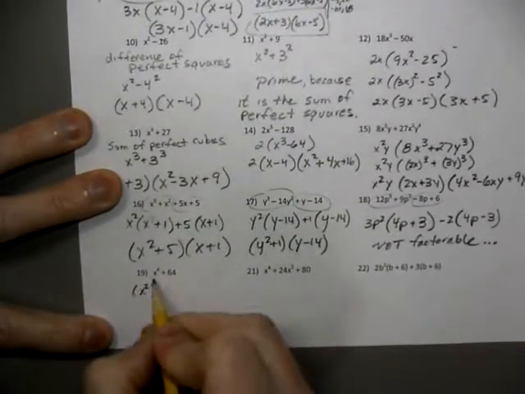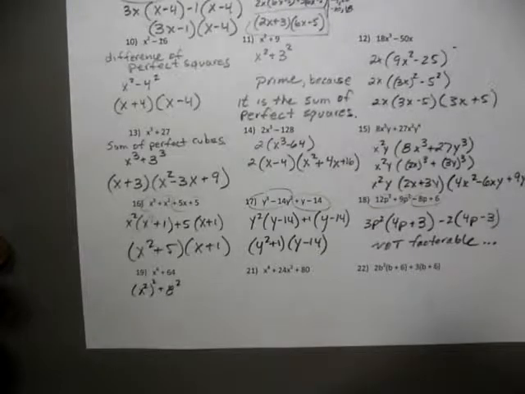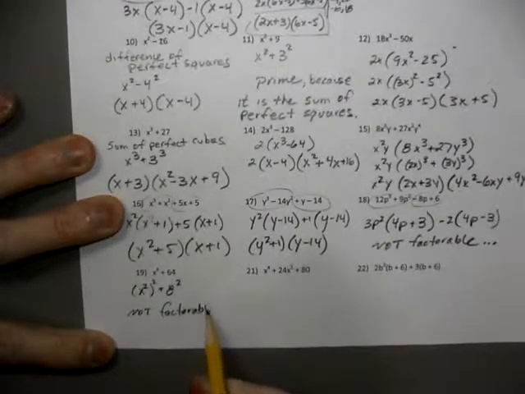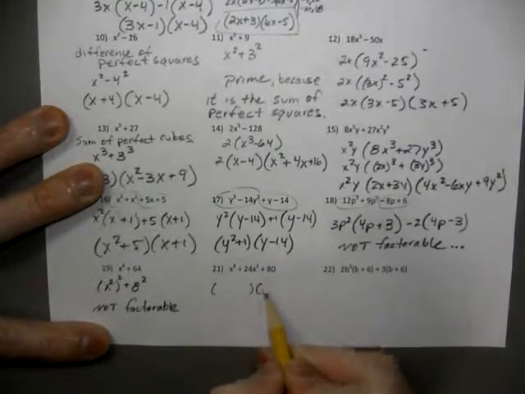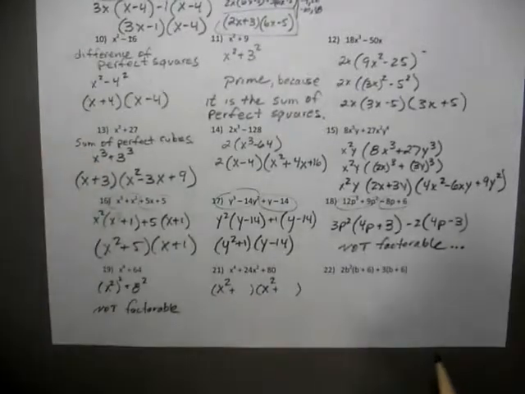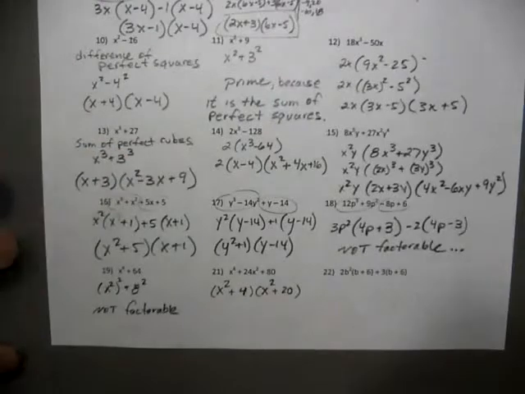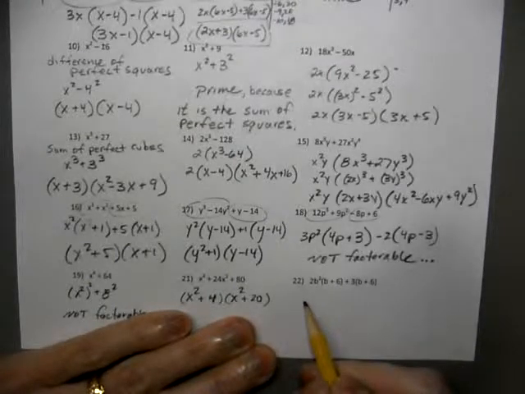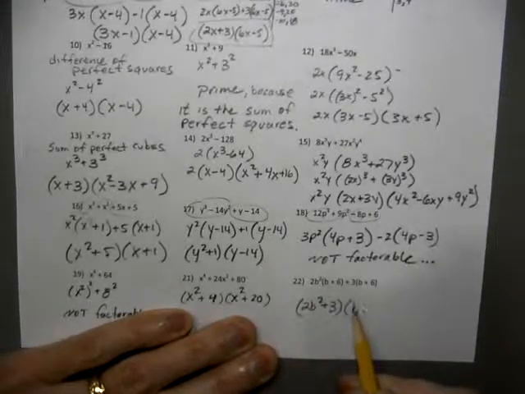This is the sum of 2 cubes, or 2 squares, sorry. So not factorable. This is in the pattern of a quadratic. What multiplies to be 80? 20 times 4 and adds to be 24. Again, can't be factored apart after that. So to factor this apart, 2b squared plus 3 and b plus 6.